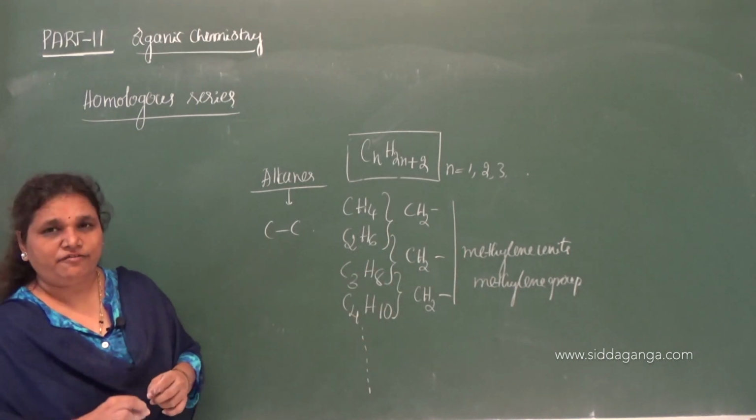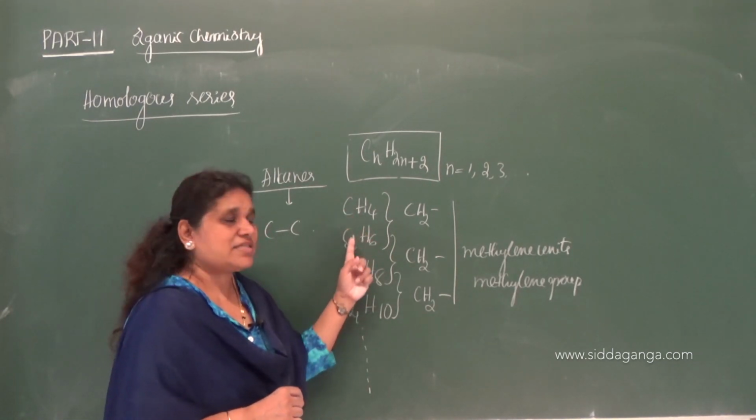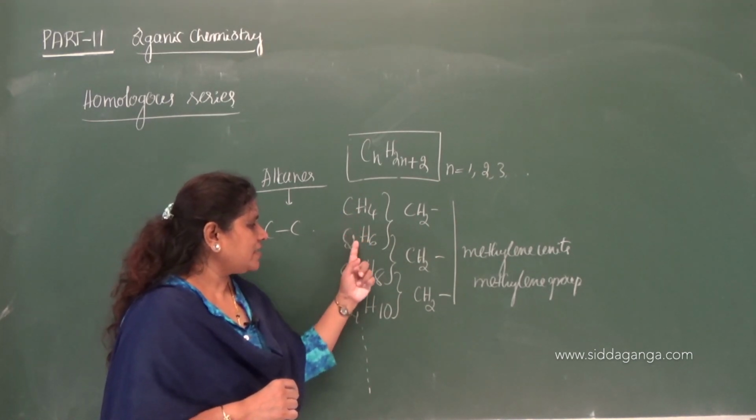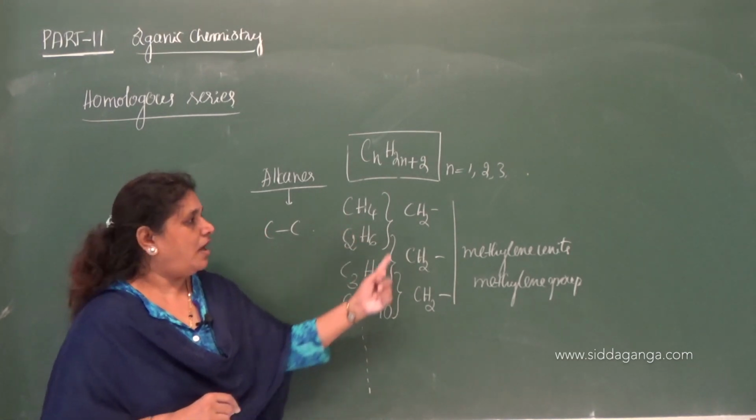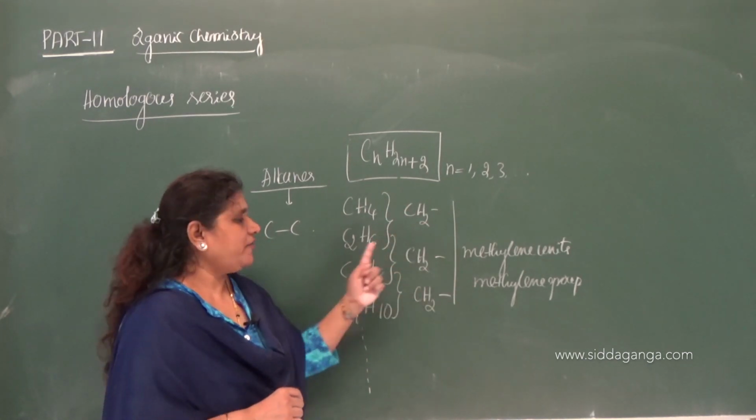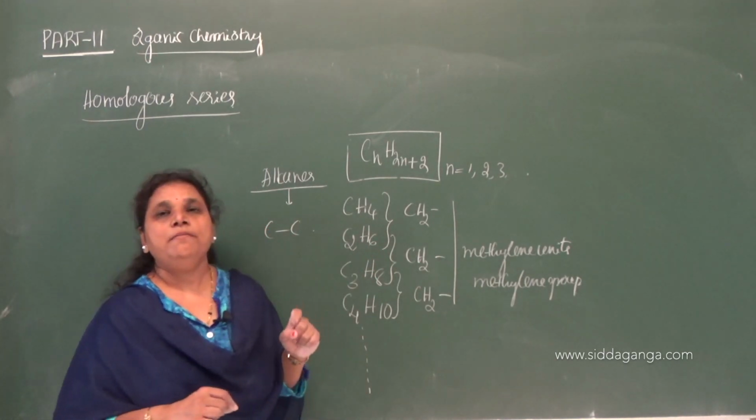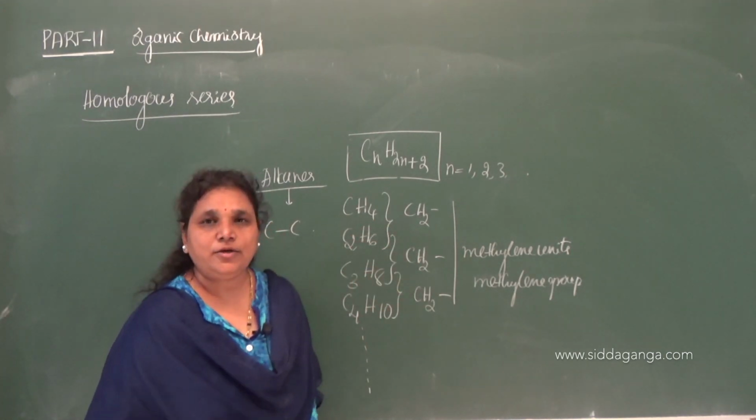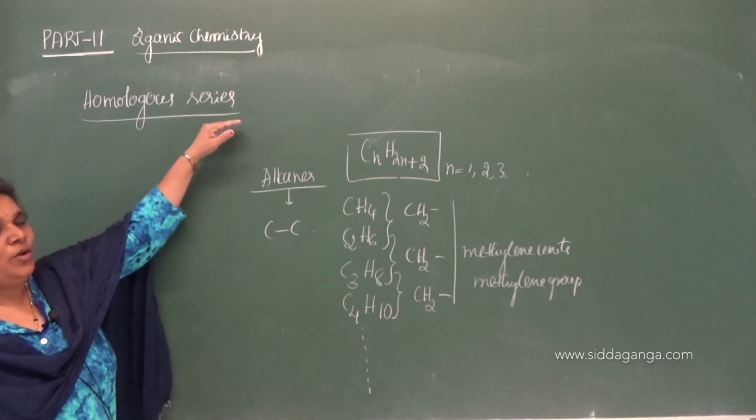And what type of members are they? Successive members, one after the other. Every successive member in a series differs by a CH2 unit, or methylene group. So the CH2 group is nothing but the methylene group. Therefore we can consider alkanes as a homologous series.